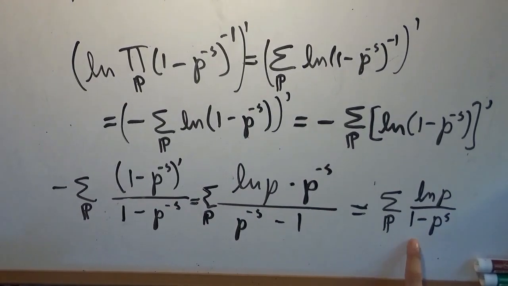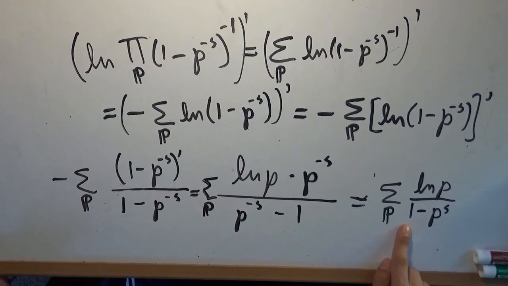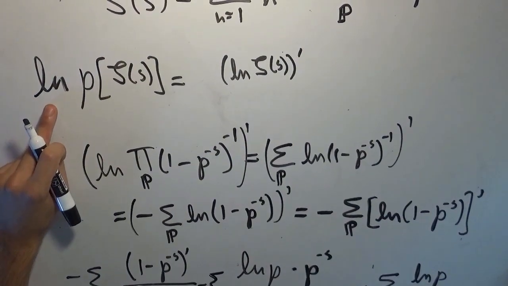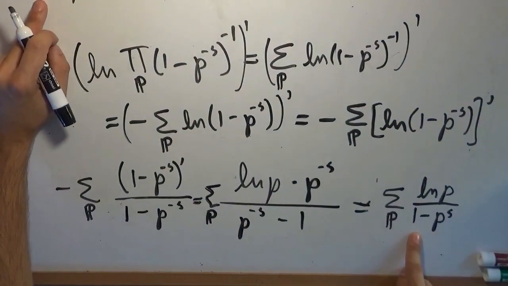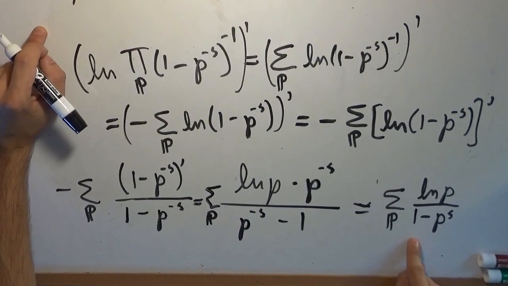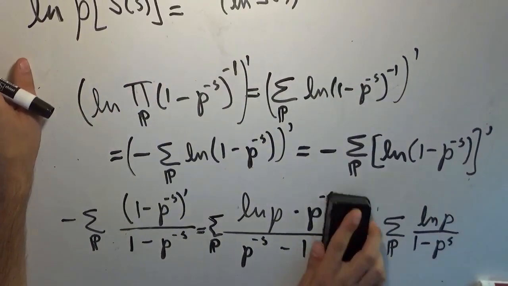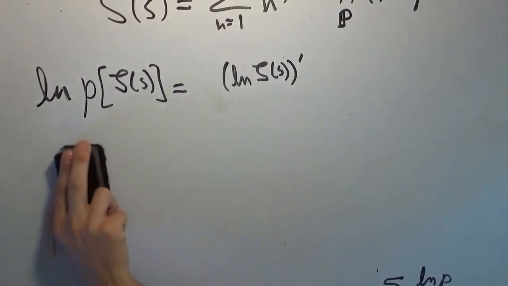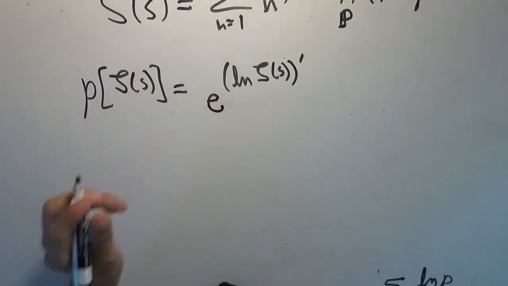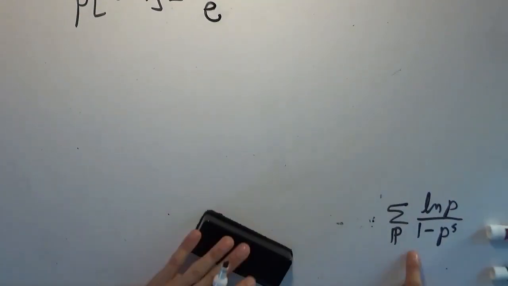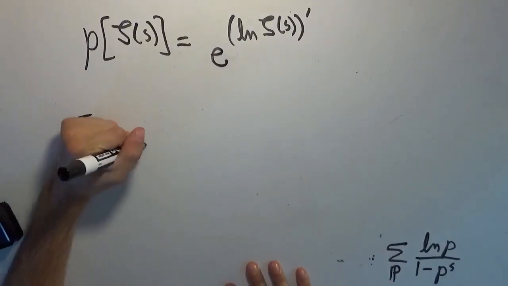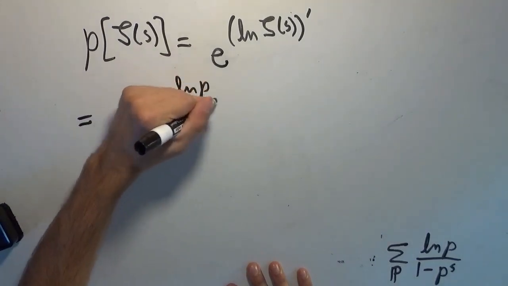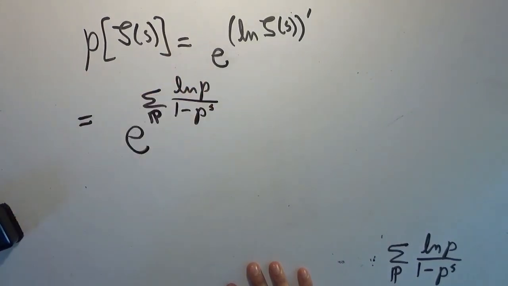But this is not what the product derivative of the Riemann zeta function is. This is the logarithm of the product derivative of the Riemann zeta function. So we need to raise e to this power. But then look what happens when we do that. I'm going to erase all this intermediate stuff. We're no longer taking the logarithm anymore. We are putting e back into it. And so raising e to this power gives us e to the sum over the primes of log p over 1 minus p to the s.